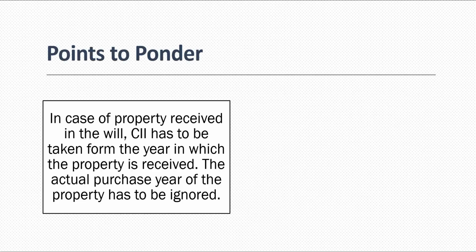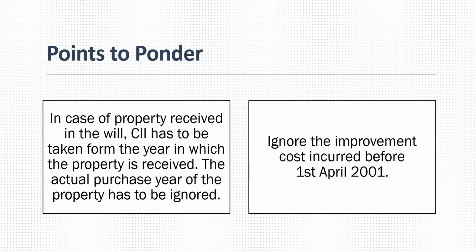Points to ponder. Please read, this is very important. In case of property received in the will, CII has to be taken from the year in which the property is received. The actual purchase year of the property has to be ignored. So suppose you have got a willed property. When you received it, from that year you have to calculate the cost of inflation. There is a decided case, we'll talk about that, in Bombay High Court or somewhere, where they said it will be from the date when it was purchased by your ancestor or something. So we'll talk about that.